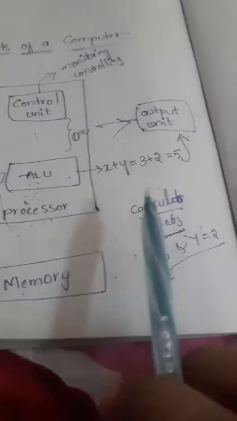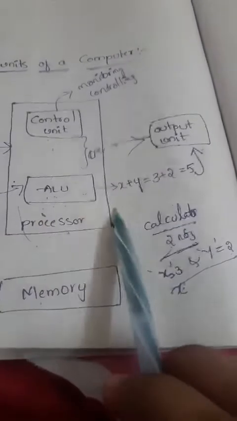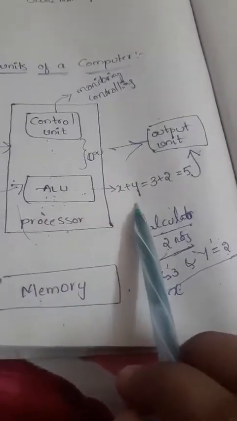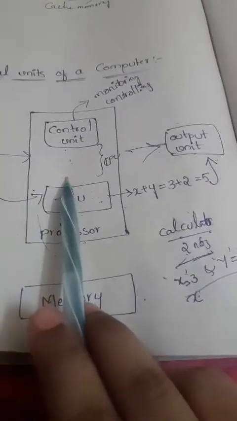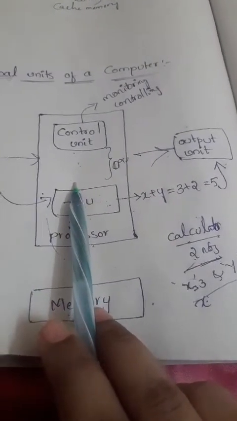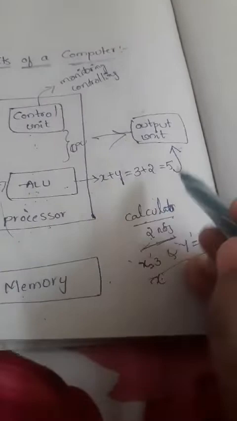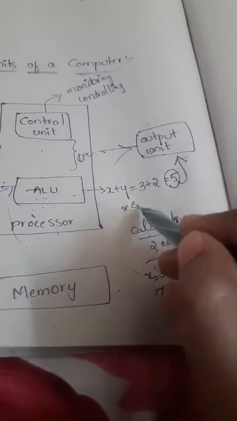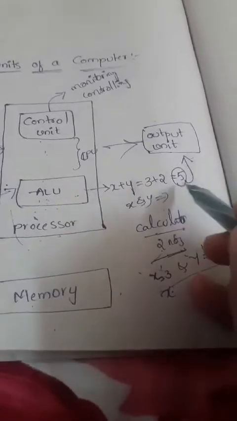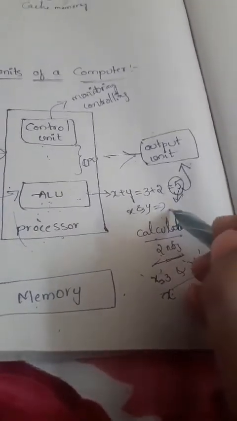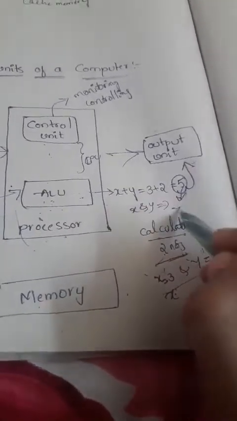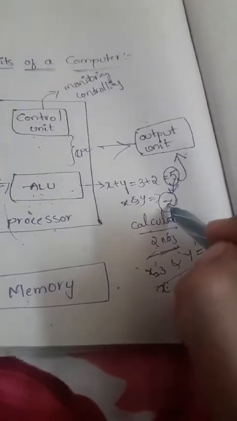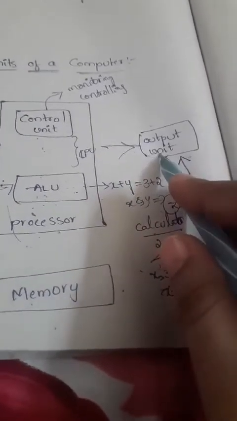Okay, so in simple words, x and y values will be passed to the CPU. The ALU will perform x plus y, and whatever result we get, we can imagine as the output value. So x and y will be the input values, and the output value I can imagine as z. This z value will be given to the output unit.